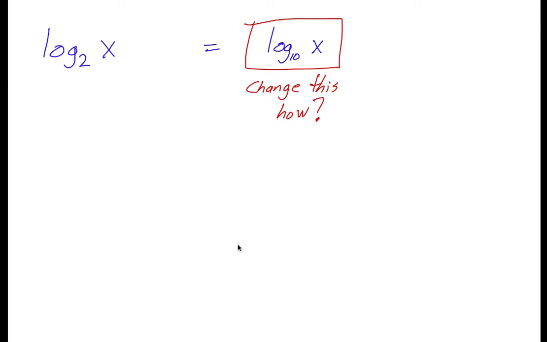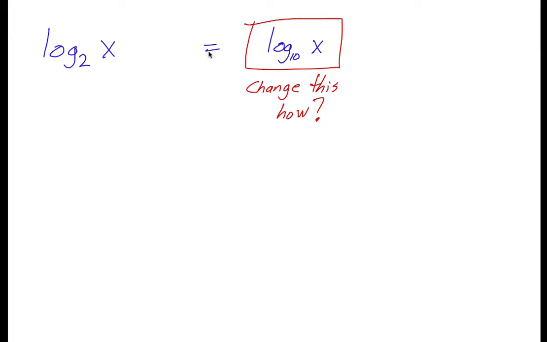So the question we've been left with is, if we have a logarithm in one base, how do we change that into a logarithm with a different base? So if I've got log base 2 of x, how can I turn that into a log base 10 of x? What needs to change between these two in order for me to make this change?